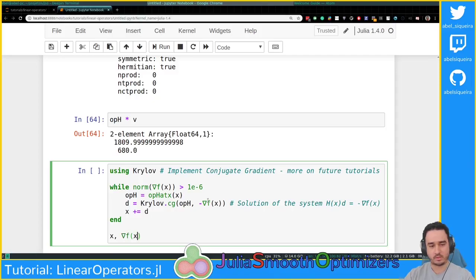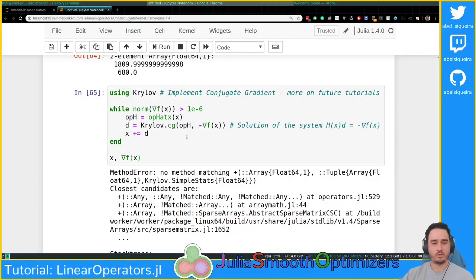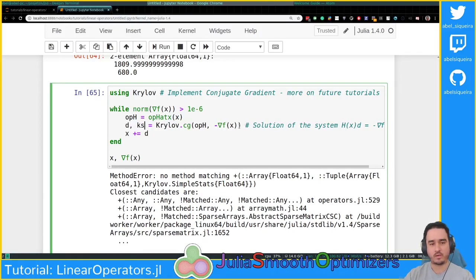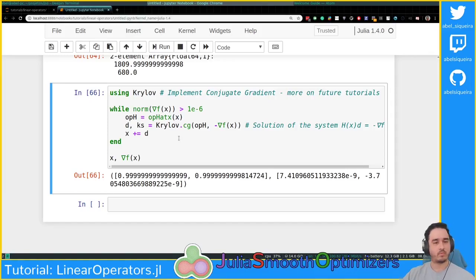Let's just write this. No method matching, oh yeah, Krylov returns d and Krylov stats. Okay, so a very simple Newton method, or should I say factorization-free Newton method, in which I use the conjugate gradient method, an operator, so no explicit matrix is involved, and I have the solution with an iterative solver.